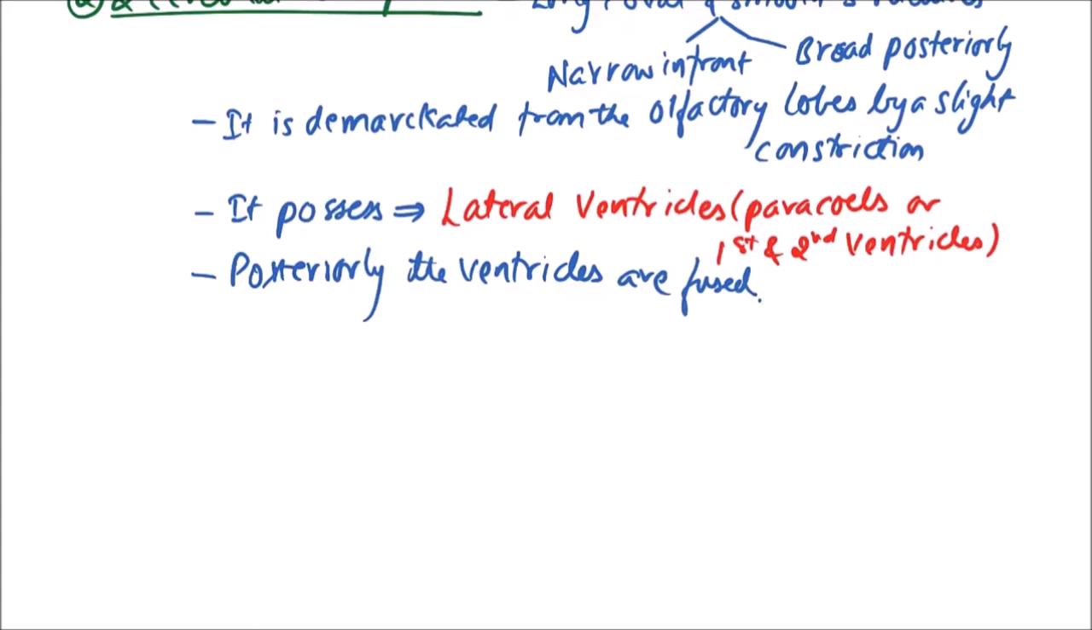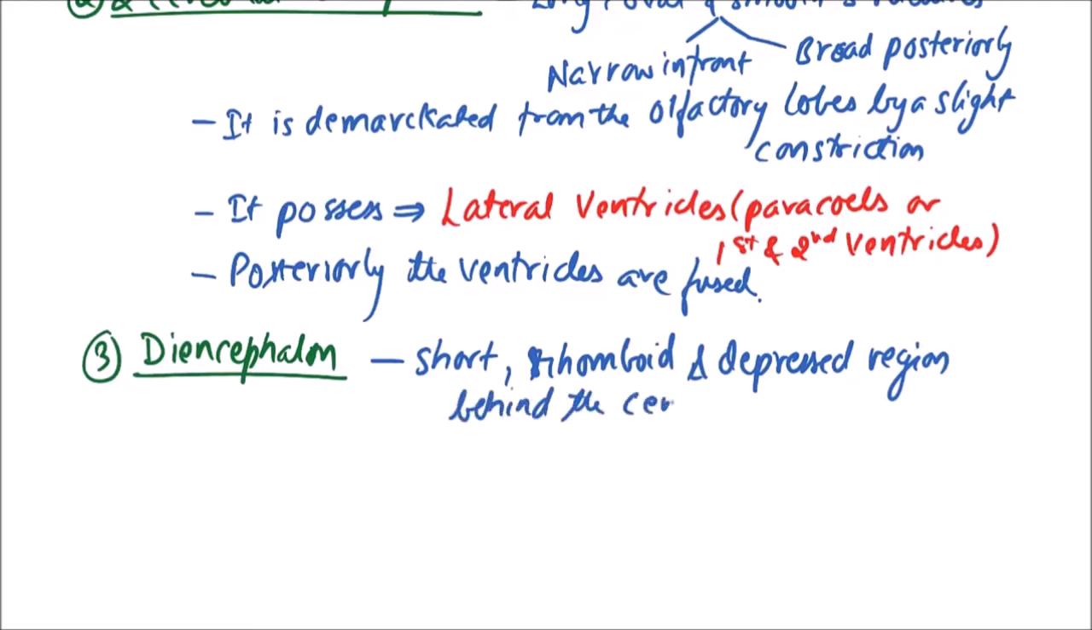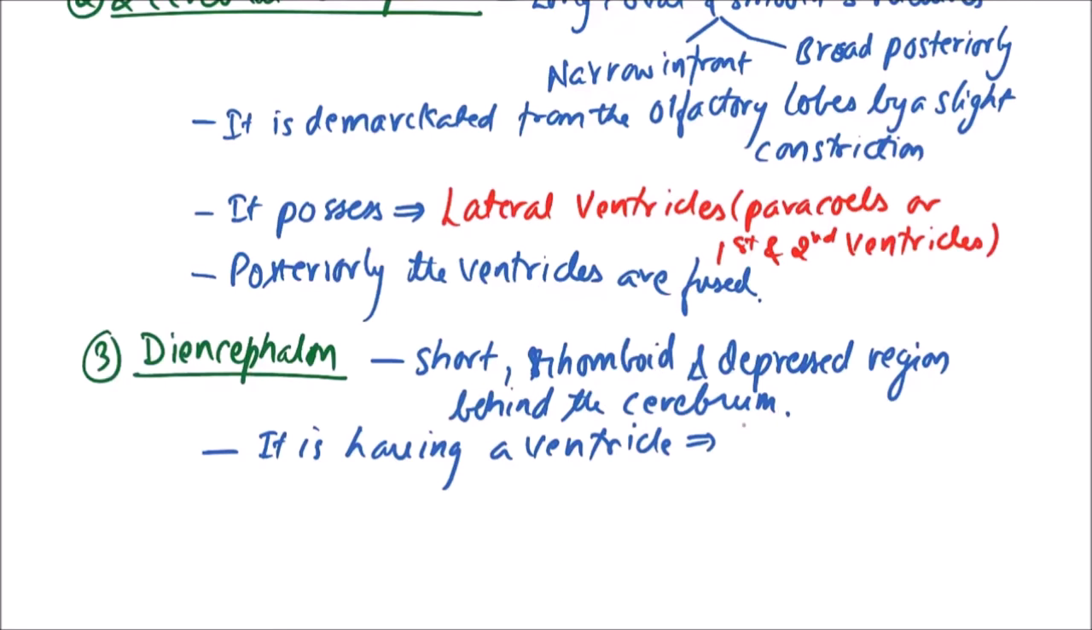Now, the third part is diencephalon. Diencephalon is a short, rhomboid, and somewhat depressed region behind the cerebrum, and it also has a ventricle, which is termed as third ventricle or diocele.